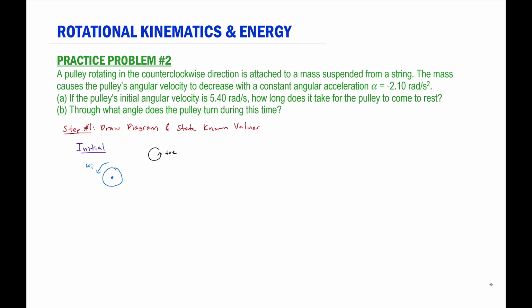Next, there's a mass suspended from a string. So the assumption is there's a string wrapped around this, and it's pulling a mass up. So we have m over here, and then it's moving up with an initial velocity. So that's the initial stage.